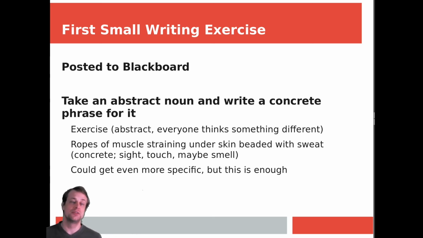Your first small writing exercise is going to focus on the difference between abstract and concrete. I'm going to ask you to challenge yourself. A lot of these are actually pretty challenging. To take an abstract noun and write a concrete phrase for it. It doesn't have to be a complete sentence, just something short, but move from the abstract to the concrete. Go on Blackboard, go to the small writing exercises portion and take a look, give it a shot, and remember, save this all in one document, and you'll be turning it all in at the end.